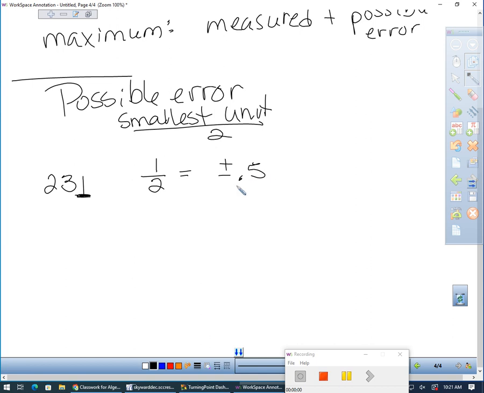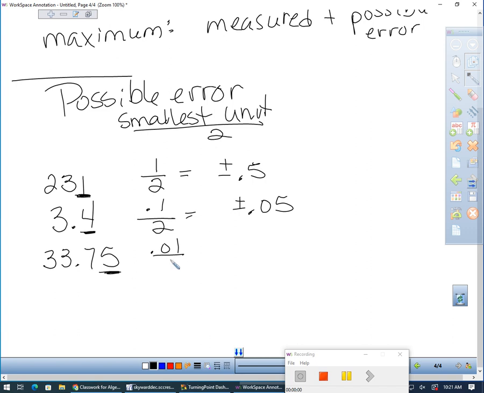Okay? Let's say I measure something and I measure it to be 3.4. The tenths column is my smallest column. So I'm going to take a tenth, which is 0.1, and divide by 2. That means that I can be off by plus or minus 0.05. Let's say I measure something and it's 33.75. This time my smallest measurement is in the hundredths column. So I take a hundredth and divide by 2, so I can be off plus or minus 0.005.